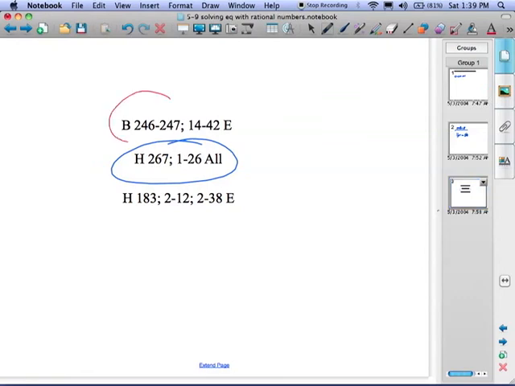Your homework is on 246 and 247, problems 14 to 42, the evens.